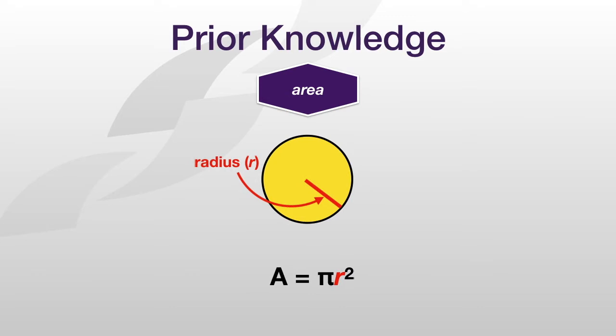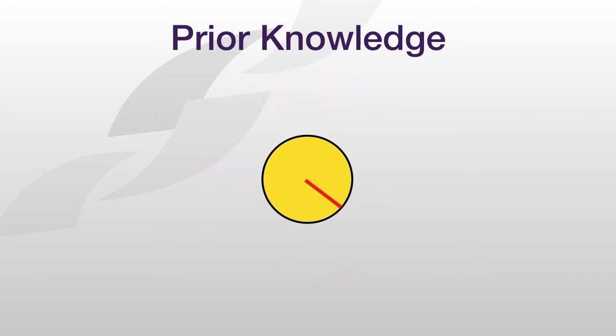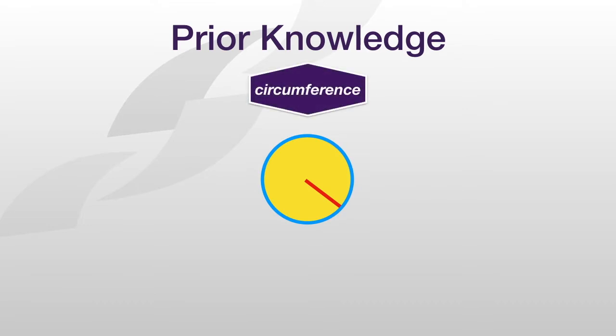A circle has another measure that we need to know. The distance around a circle is called the circumference. It is calculated using 2 times pi times r, or simply 2 pi r.